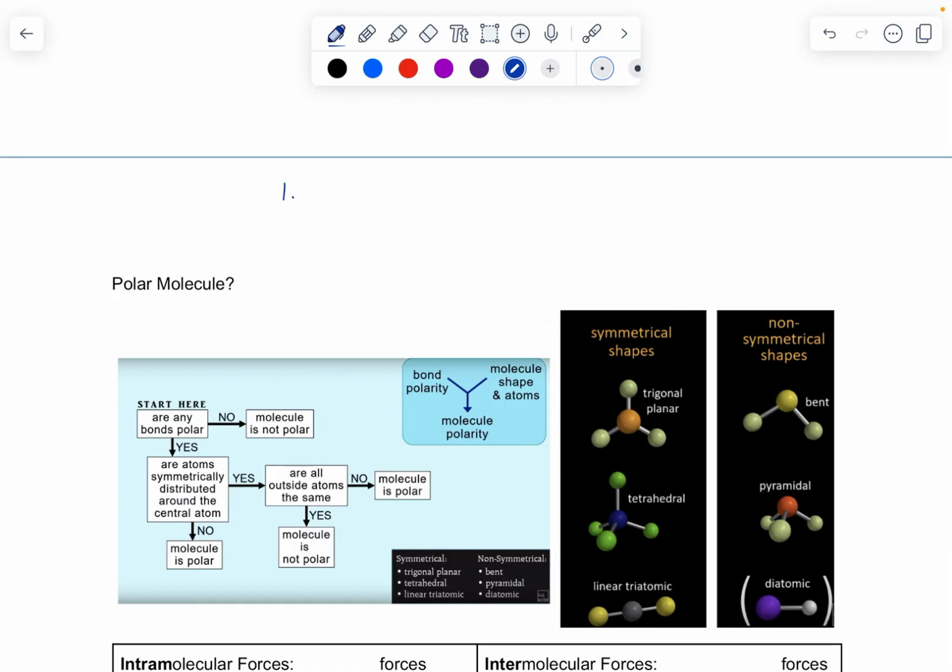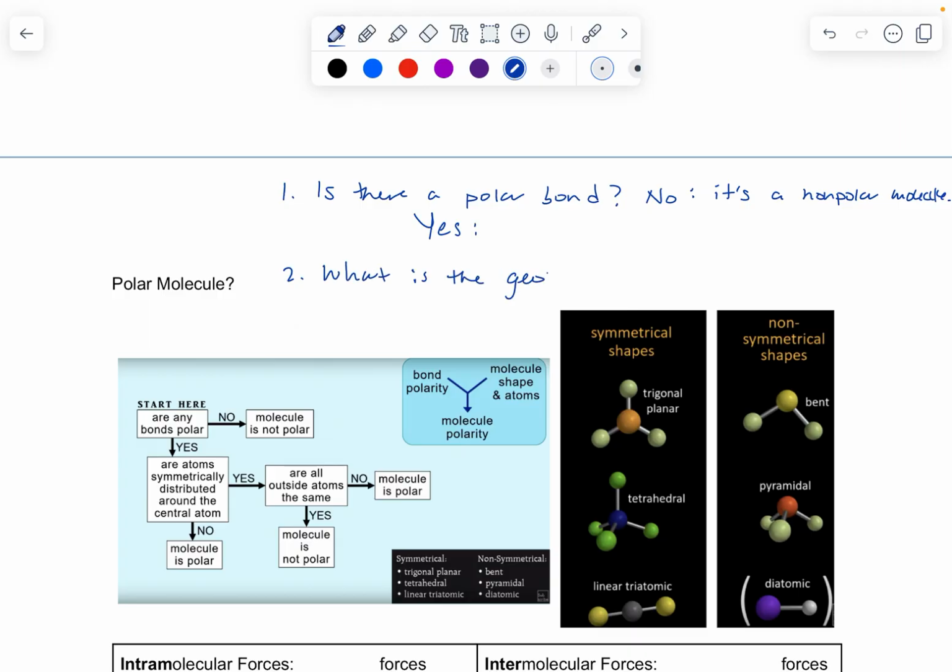The first step you're going to do is ask yourself, is there a polar bond? If the answer is no, it's a nonpolar molecule. Okay, nonpolar molecule. But if your answer is yes, then you go to number 2. And number 2 says, what is the geometry? So it turns out we learned about molecular geometry for a reason, and that's what we're going to highlight today.